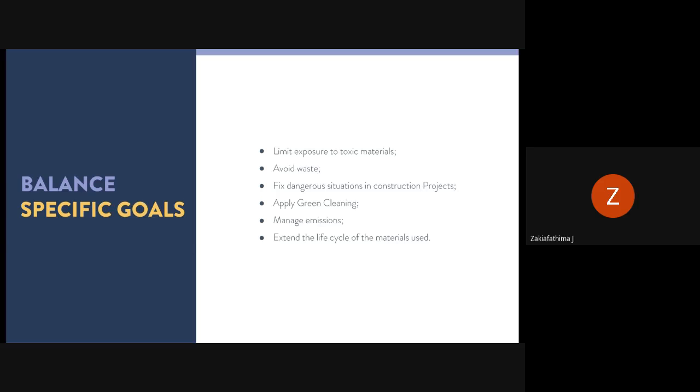So it will lead to SBS, sick building syndrome. I'm sure all of you have heard of it. That is just one example of how you fix a dangerous situation.